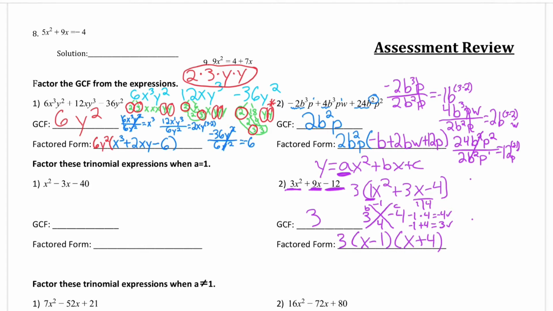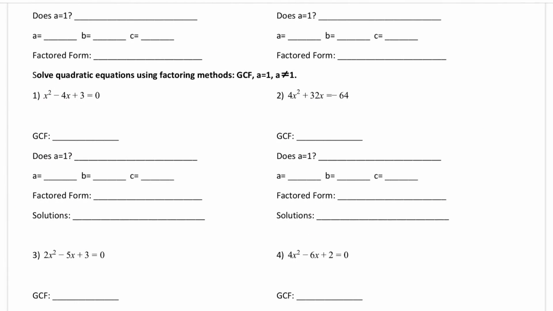Hey guys, so in this part 2, I'm going to go over some more of the problems on your assessment review for Unit 3. So in part 1, we went over number 1 and 2 for the first section, and number 2 on the second section. So let's start with number 2 on the third section, where we are factoring these trinomial expressions when a does not equal 1. So we are going to do number 2. I'm actually going to go to the next page so we can answer the questions set up for us.